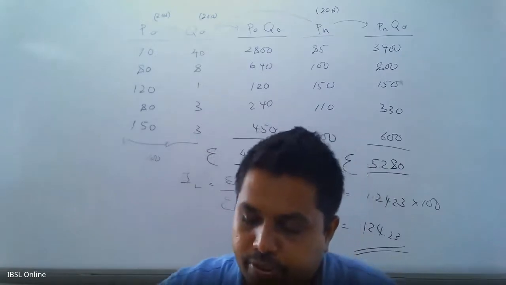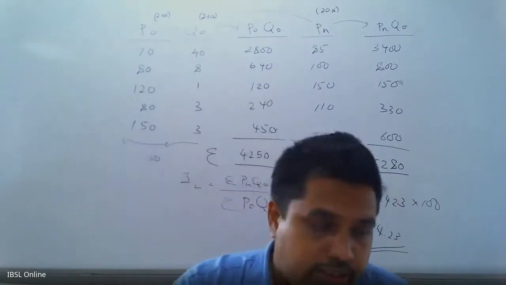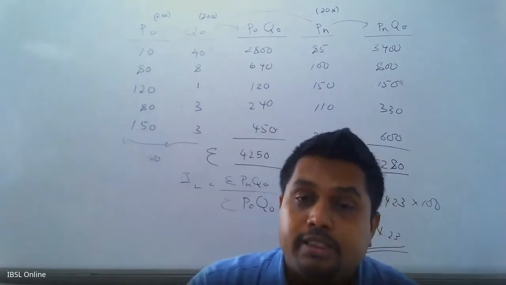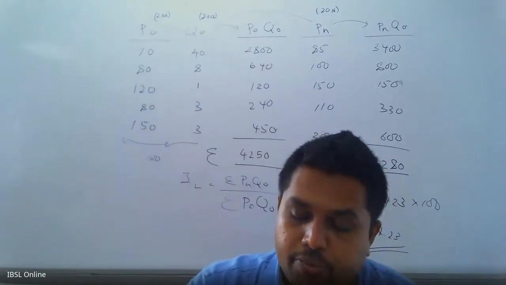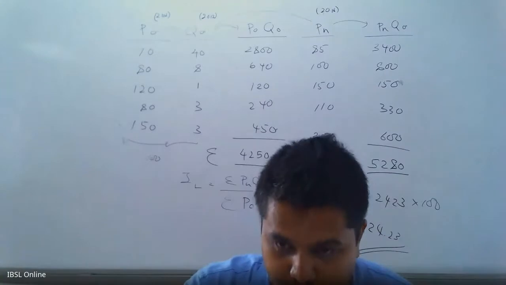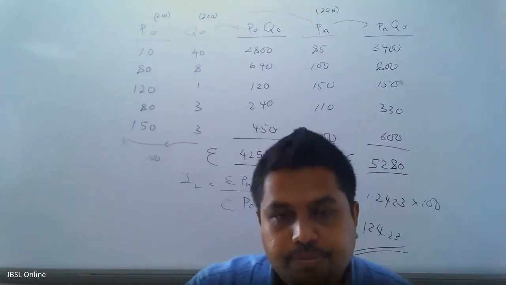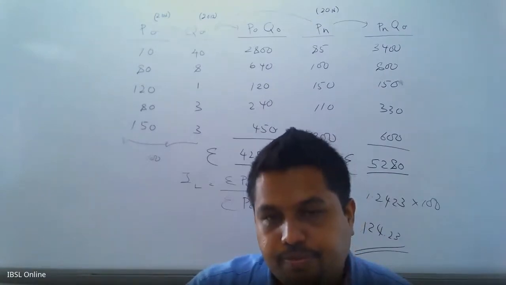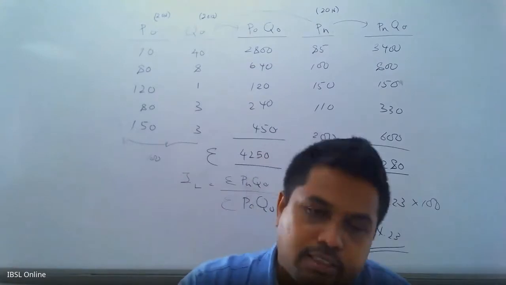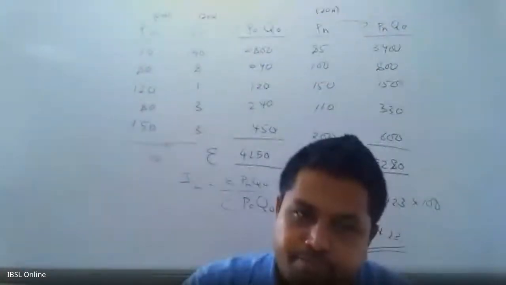Okay, so the answer for that question, calculate the Laspeyres price index using 2012 as the base year for year 2016, is that your Laspeyres price index should be equal to 124.24. That's about the Laspeyres method.